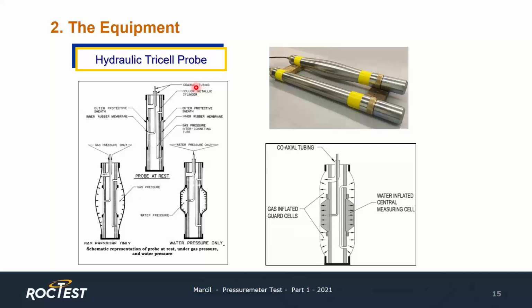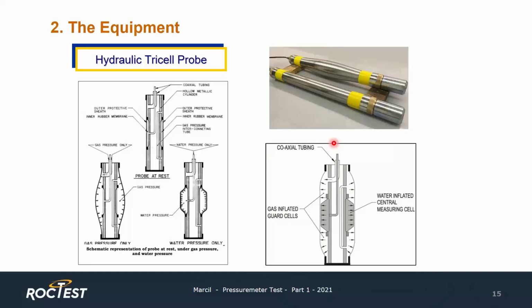On these images, we see the probe uninflated, the probe inflated with gas only, and the probe inflated with water only. During a test, the probe must be inflated with both gas and water. But the pressure of the water circuit should always be higher than the one in the gas circuit by a constant value of 1 bar. This is for making sure that the inner sheath remains in contact with the outer sheath and for making sure that the inner sheath does not extrude at both ends.